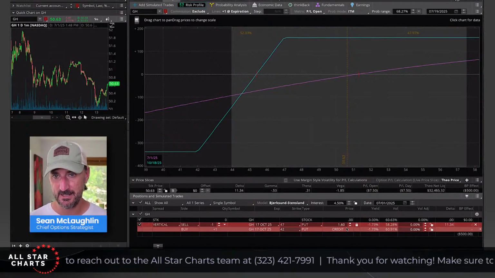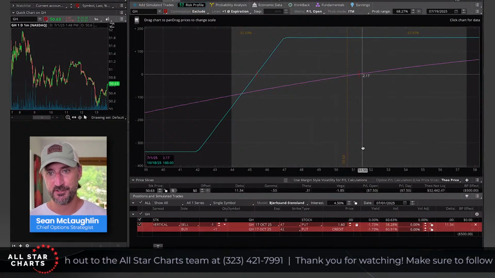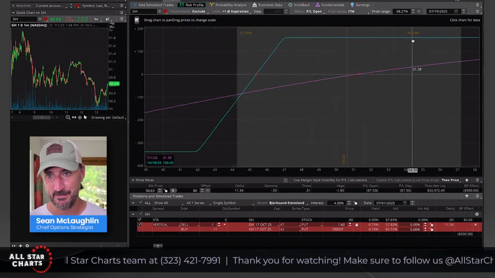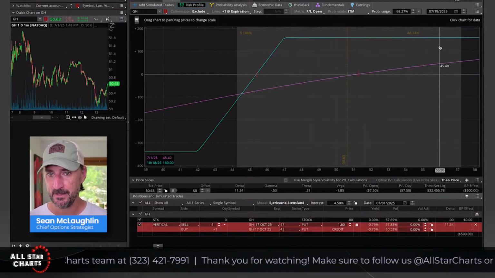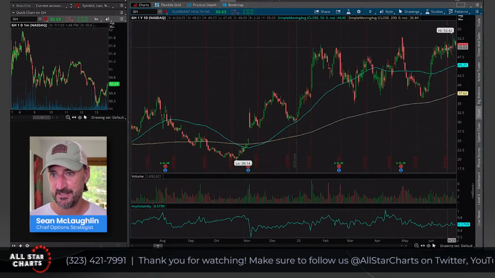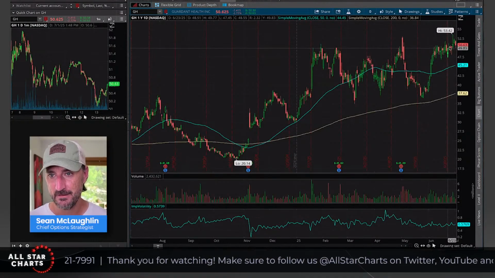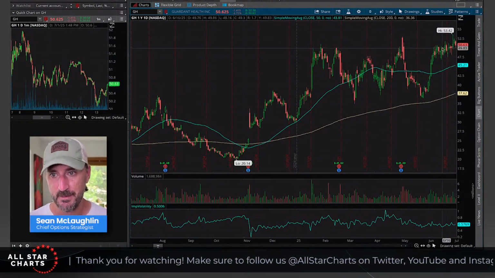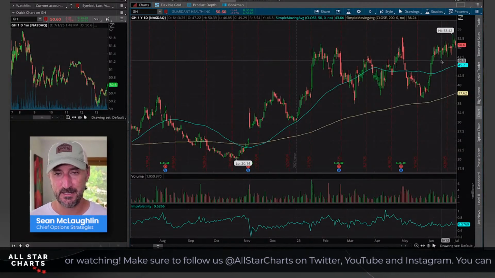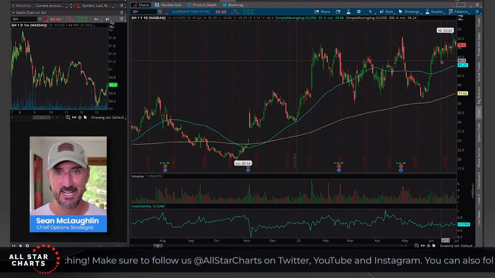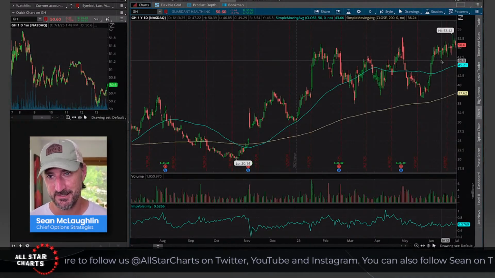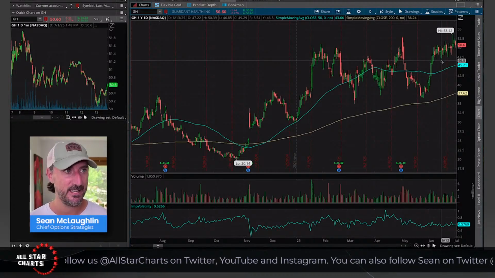Great, right? I don't need GH to rip higher. If it rips higher, my potential profit remains the same. The most I can make is $1.60. But if GH continues churning around here, maybe just grinds higher a little bit, maybe even grinds lower a little bit, as long as it stays above 47, I'm good. I'm still on the dance floor. I'm potentially making money. I'm probably making money. And as long as it stays above 47 before expiration, I make money.